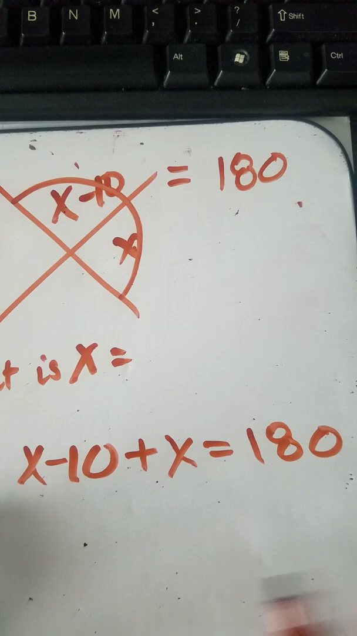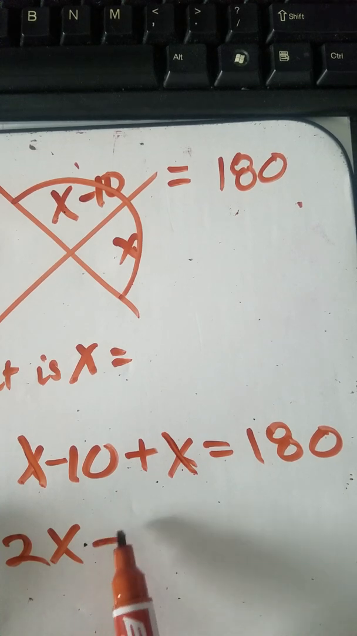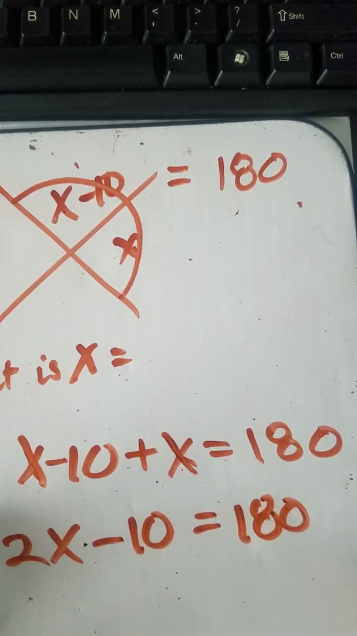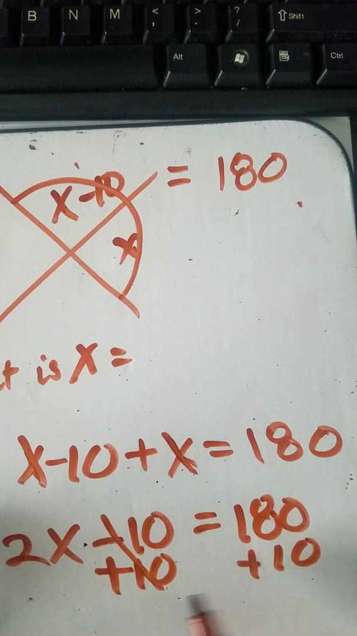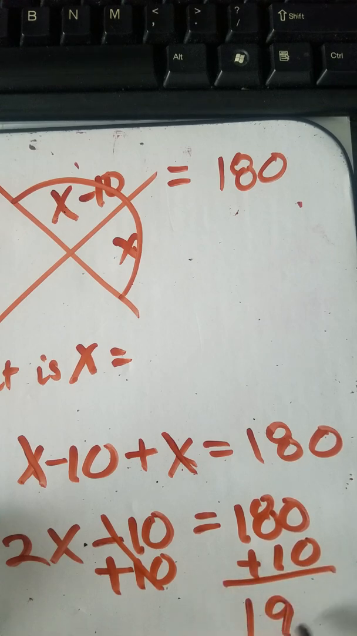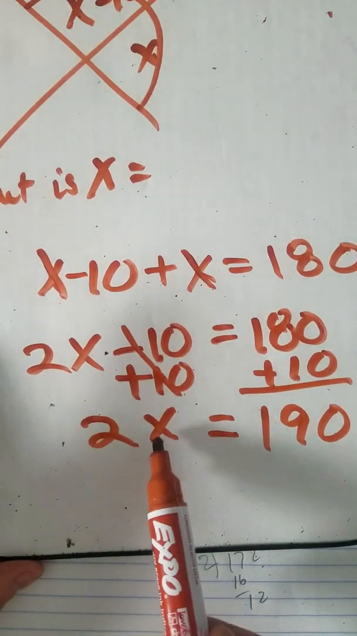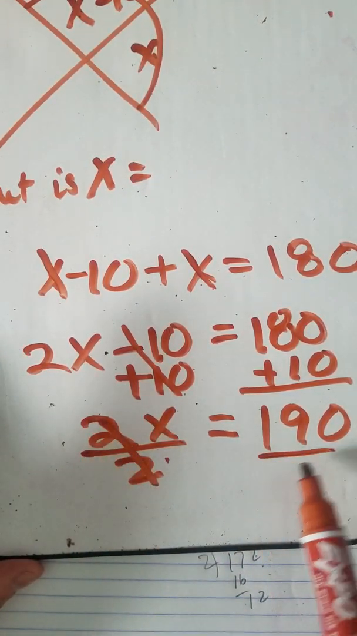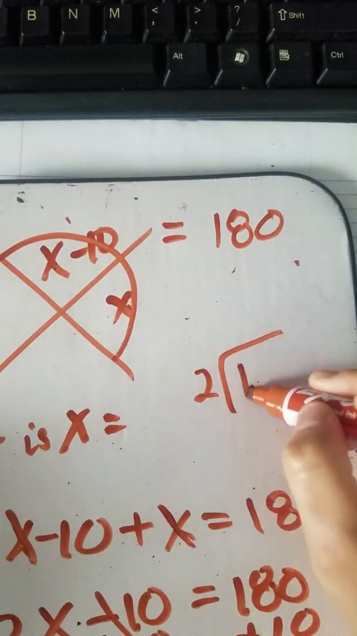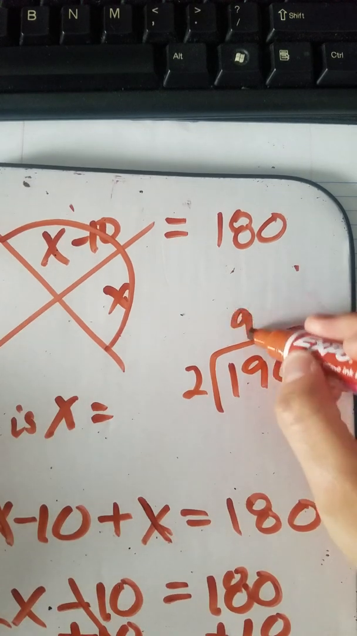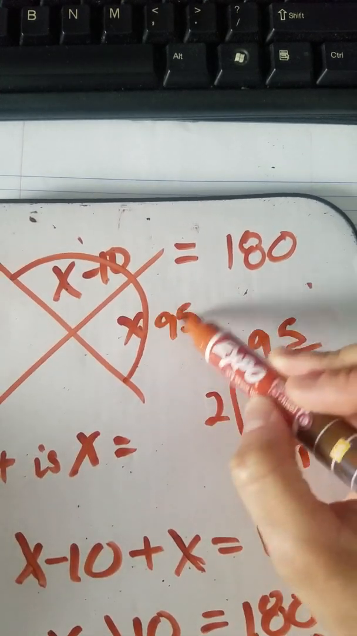Okay, now combine like terms. X and x is 2x. You got rid of this. Minus 10 equals 180. Okay, now plus 10 to get rid of this side, plus 10, whatever you do here, you do here. This is going to give me 190. Rewrite everything, 2x. To get rid of that 2, divide by 2, divide by 2. And now you have x equals 190 divided by 2. 9, 18, 5. So x equals 95.